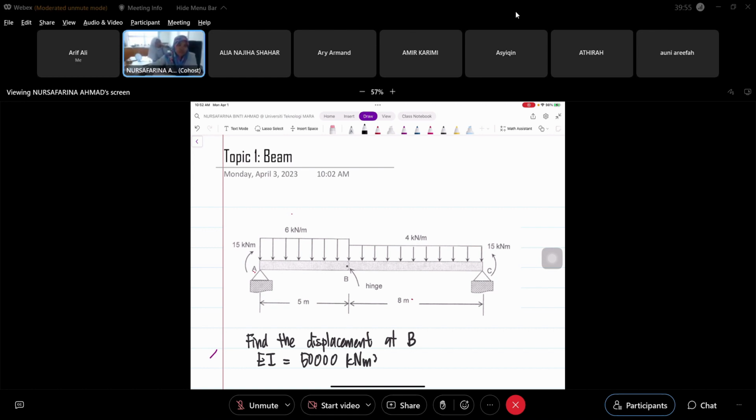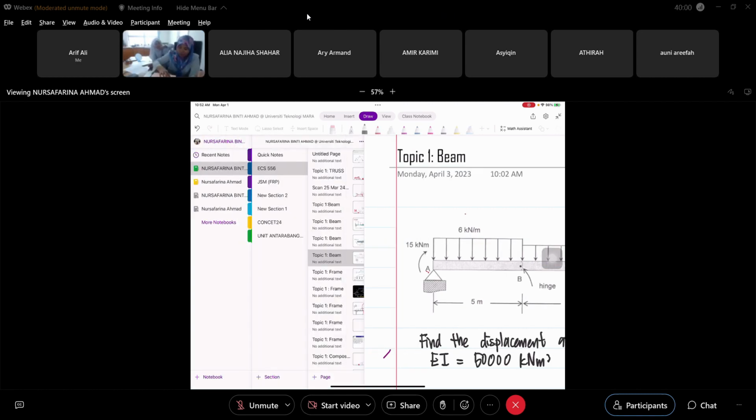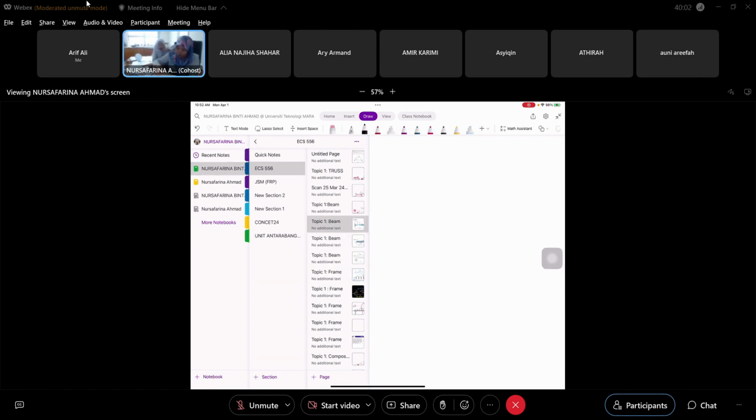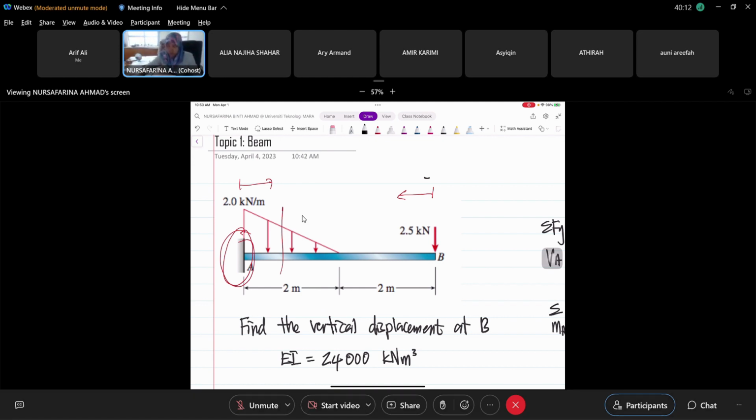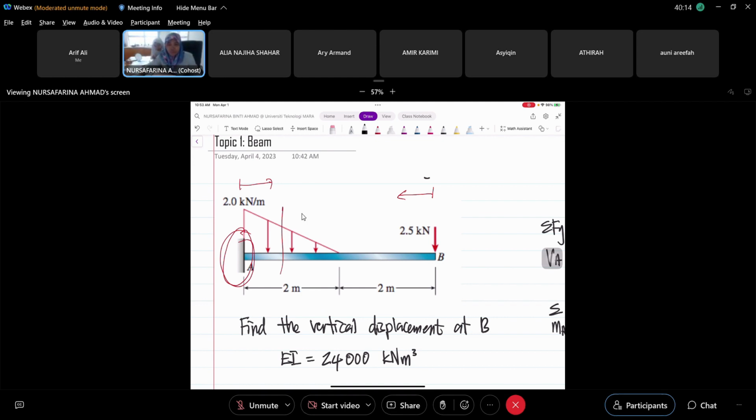Dah betul. So, apa yang I nak you buat adalah soalan ini sahaja. I give you about 30 minutes. This is a simple one. You want to find the deflection at B. Nanti sabar kejap, I will give you another one question. Maknanya esok akan ada 4 soalan. So do it now.